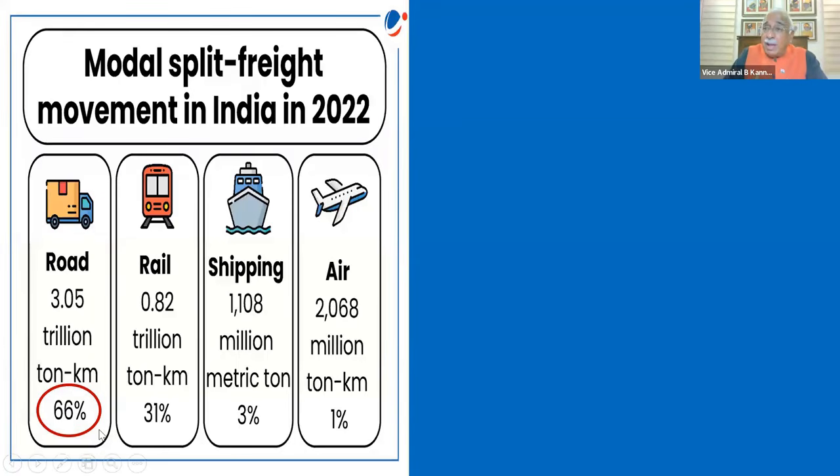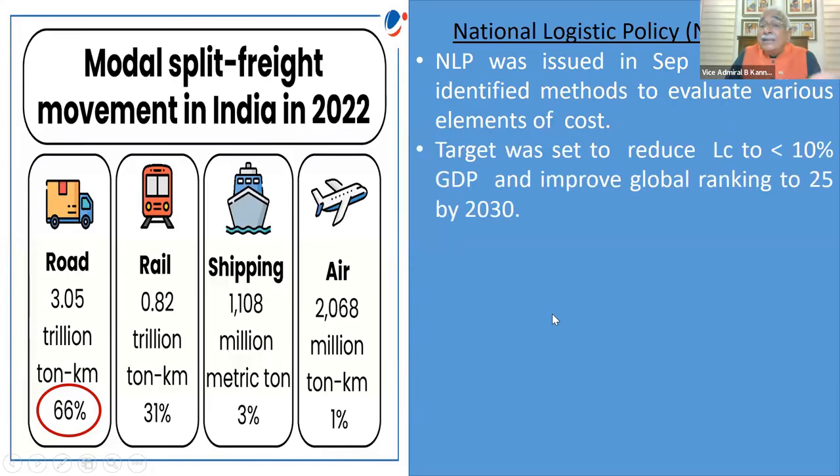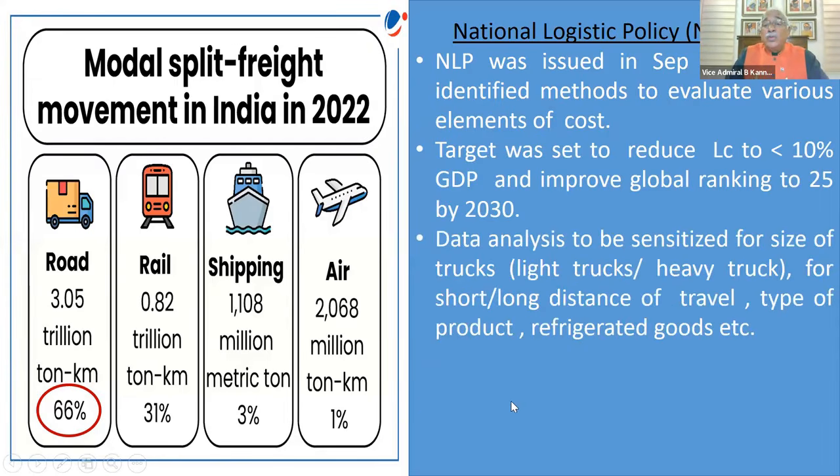So 66% road being high, it depends on road condition, it depends on cost of diesel, it depends on how easily the trucks can move, at what speed they can go, etc. So this is one of the major factors in the logistic cost, transportation by road. Just remember that. So National Logistic Policy was issued in September 2022. They decided to find out each element of the cost, and they said we should be able to compress our logistic costs further down, and we should be able to improve our global rank to 25. Earlier, I had said it was around 40 plus. So around 25, we should be able to come.